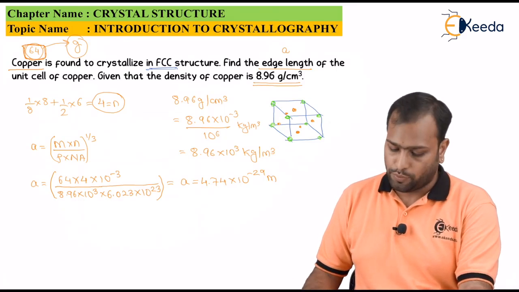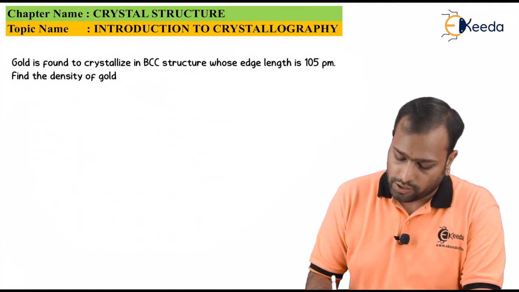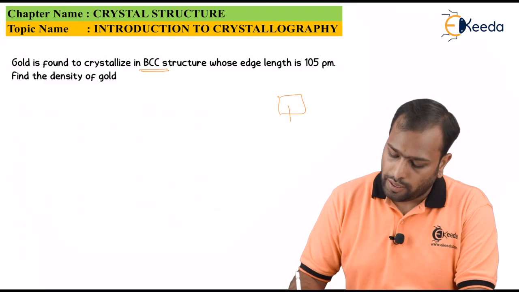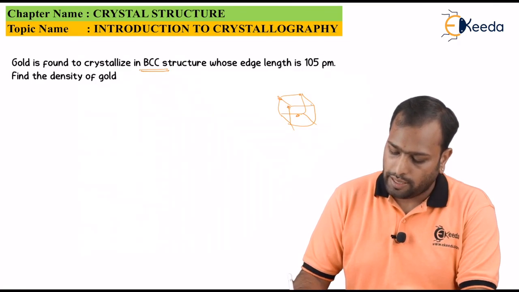Now, switching to the next question. Gold is found to crystallize in BCC structure. Now, BCC structure is a structure wherein there is one atom in the body center and 8 atoms on the edges.